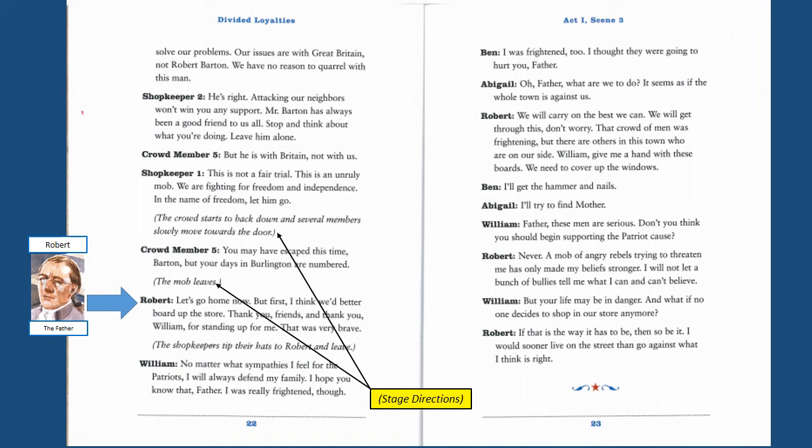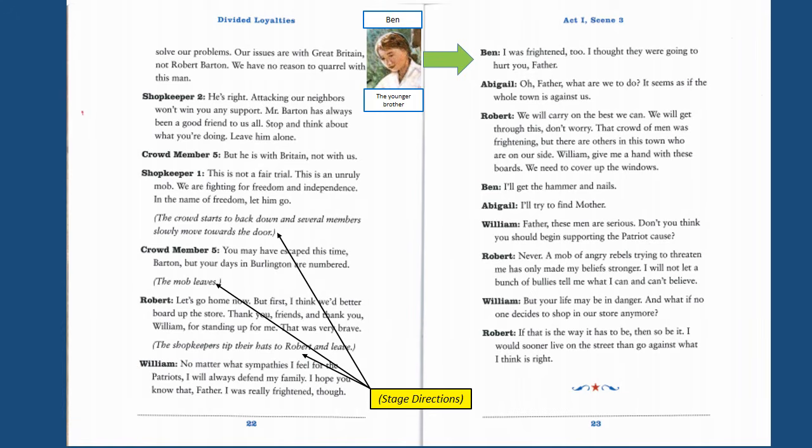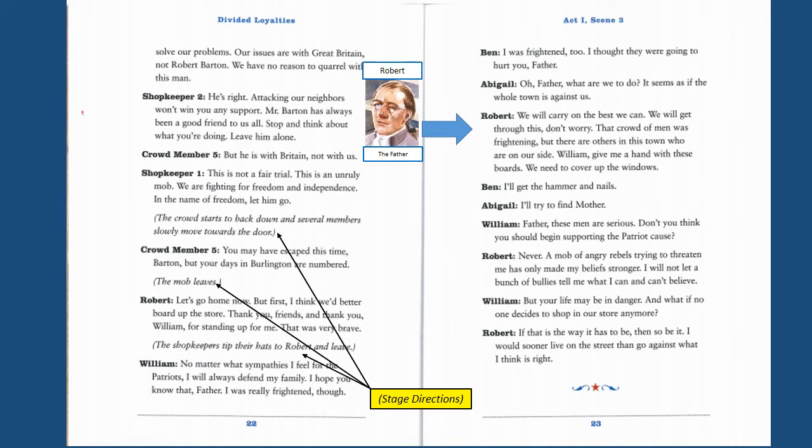Thank you, friends, and thank you, William, for standing up for me. That was very brave. No matter what sympathy I feel for the Patriots, I will always defend my family. I hope you know that, Father. I was really frightened, though. I was frightened, too. I thought they were going to hurt you, Father. Oh, Father, what are we going to do? It seems as if the whole town is against us. We will carry on the best we can. We will get through this, don't worry. That crowd of men was frightening, but there are others in this town who are on our side.